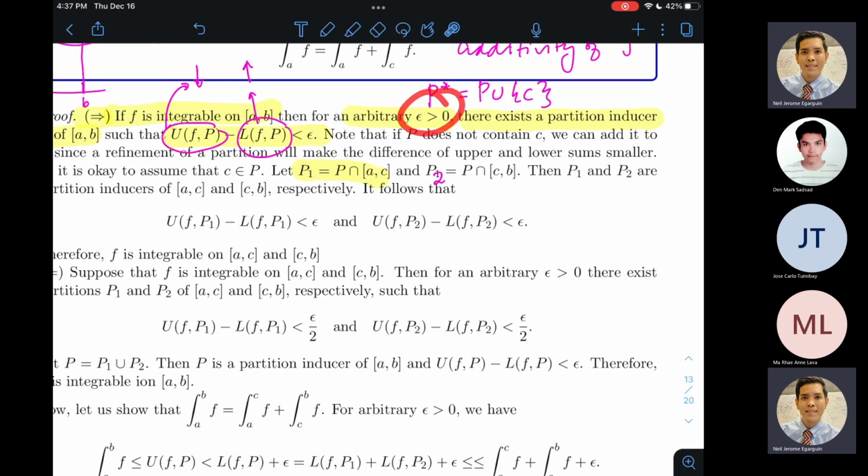So dun sa epsilon na yon, kailangan ko makahanap, which is arbitrary. So I can use the same arbitrary epsilon. Gusto ko makahanap ng partition inducer ni AC at partition inducer ni CB such that this inequality restricted to those two partition inducers is still true. Okay? Tapos ang hula ko o ang claim ko, si P1 ay yung sagot na partition inducer para dun sa epsilon sa closed interval AC. Tapos si P2 naman yung partition na sagot dun sa challenge epsilon para dun sa closed interval CB. Alright? Now, how can I work it out?